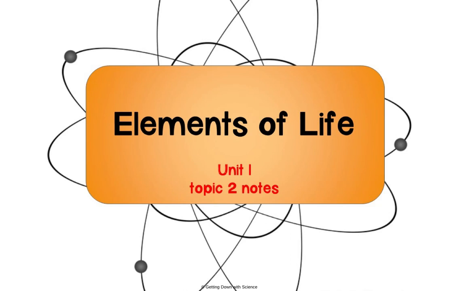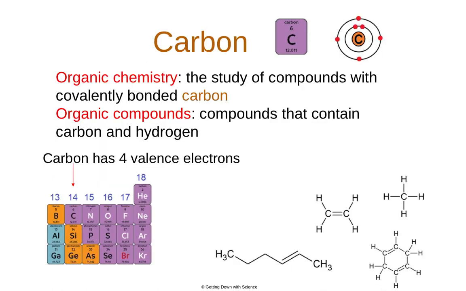Welcome, AP Biology, to Unit 1, Topic 2, the elements of life. Arguably, the most important element to living things is carbon. All organic compounds contain carbon, and organic compounds that contain hydrogen and carbon are what we call hydrocarbons, but you can also refer to them as organic compounds. In organic chemistry, we study all of these variety of compounds that contain carbon.